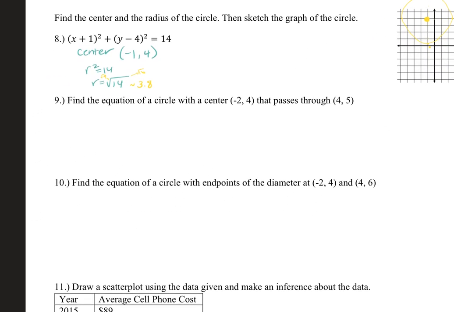All right, number 9, find the equation of a circle with center at (-2, 4) that passes through (4, 5). So this is my h and my k, this is my x and my y, and I'm plugging into standard form: (x minus h) squared plus (y minus k) squared equals r squared. So 4 minus a -2 becomes +2, plus 5 minus 4 squared: 6 squared, 1 squared, 36 plus 1, 37 is your r squared.